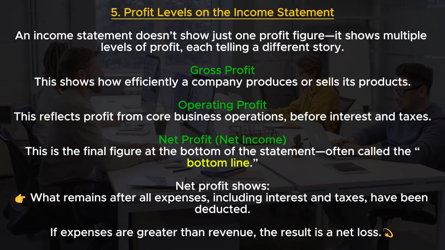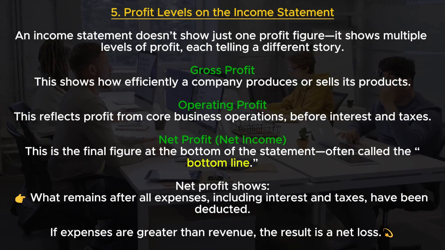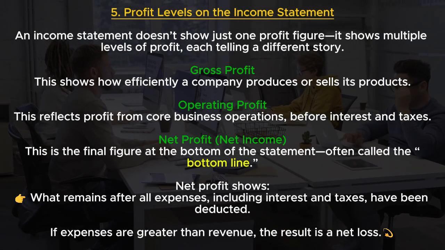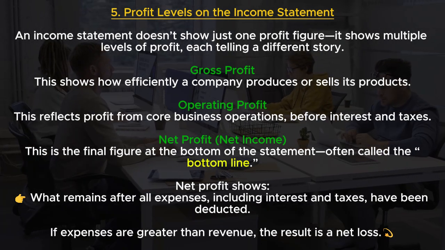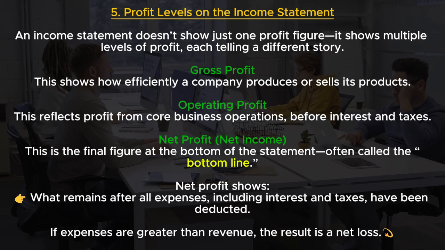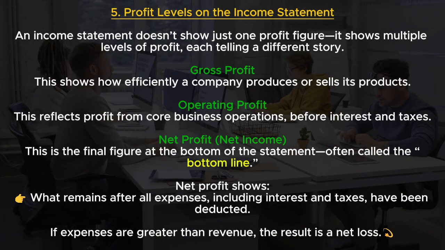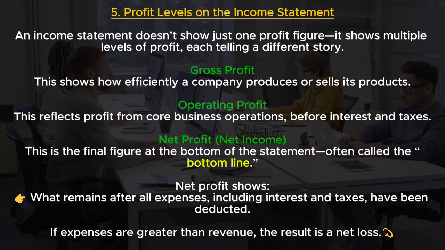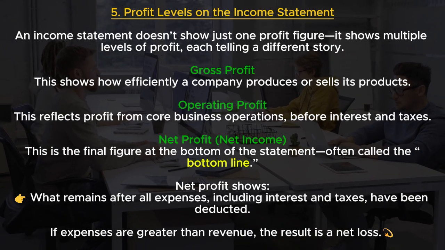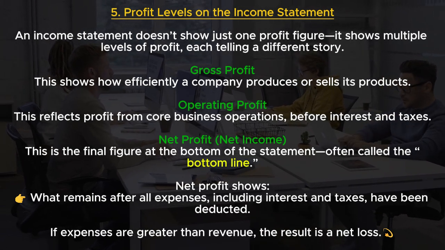Profit levels on the income statement. An income statement doesn't show just one profit figure. It shows multiple levels of profit, each telling a different story. Gross profit. This shows how efficiently a company produces or sells its products. Operating profit. This reflects profit from core business operations before interest and taxes. Net profit, net income. This is the final figure at the bottom of the statement, often called the bottom line. Net profit shows what remains after all expenses, including interest and taxes, have been deducted. If expenses are greater than revenue, the result is a net loss.